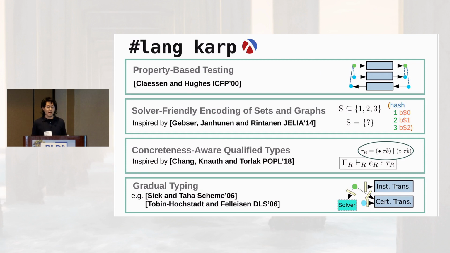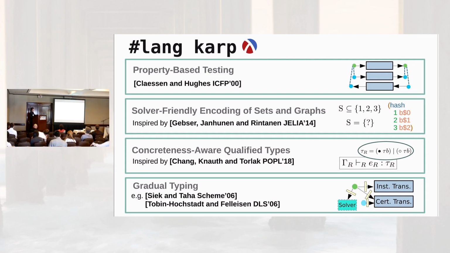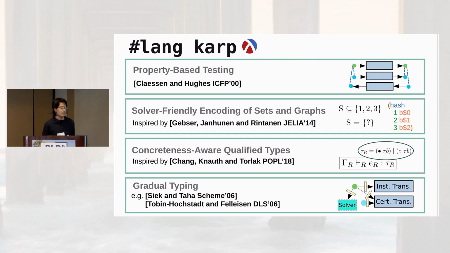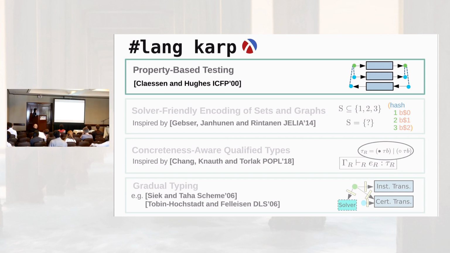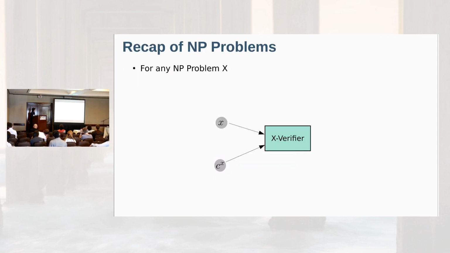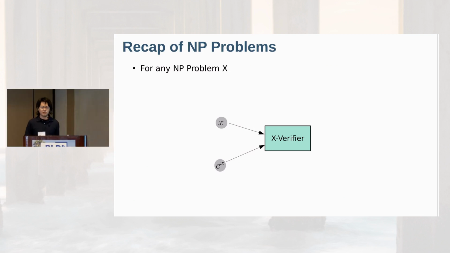In order to accomplish this goal, Karp combines a series of interesting research ideas in programming languages. But unfortunately, for the sake of time, I cannot talk about all of them. If you're interested, you can look at more details in the paper. As for today, I'm going to briefly show you what it looks like to do a reduction exercise in Karp, as well as introduce you to property-based testing in Karp. Before that, I'm going to take a detour and do a recap of NP problems and reductions.